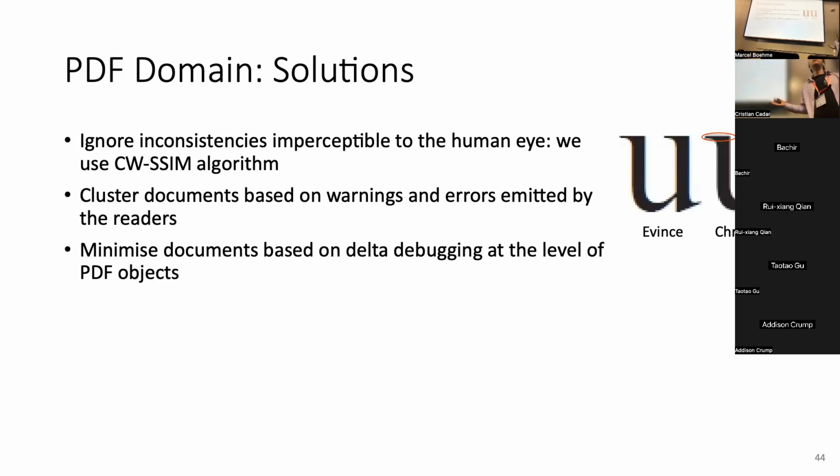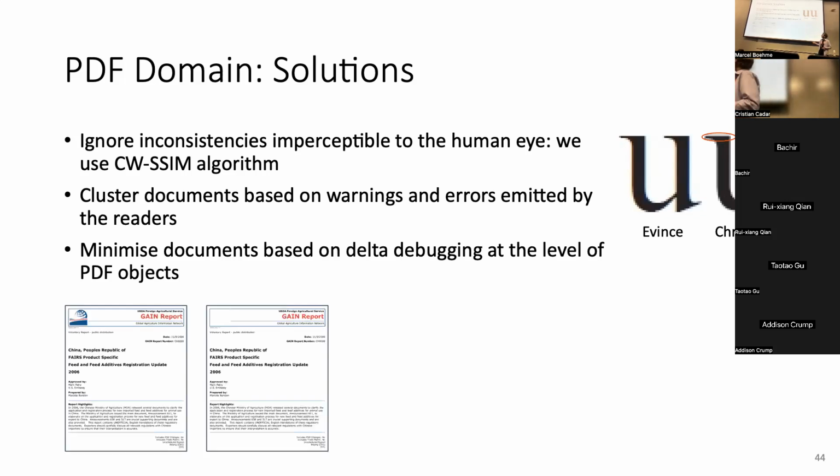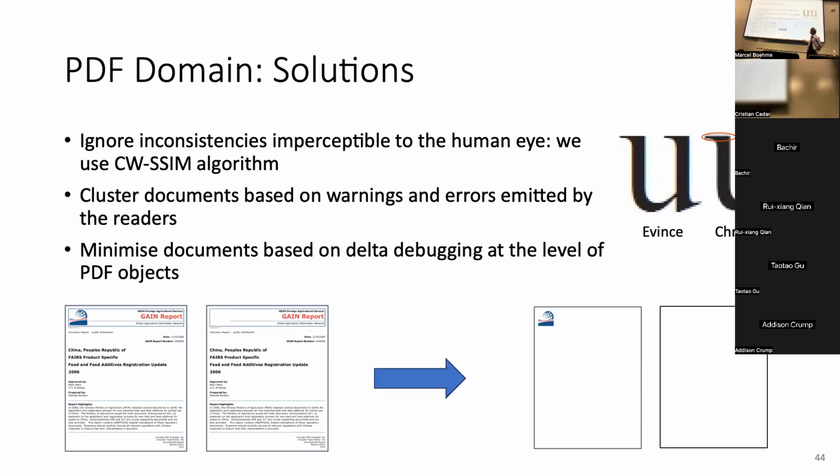And in terms of minimizing these documents, we applied formal delta debugging at the level of PDF objects, right? So the idea is that if this is your document, and I believe this is also about Firefox, but I'm not too sure, as you can see, this icon is not displayed. Here, the idea is to basically send the documents, ideally a PDF document with a single object, if possible, which is not displayed correctly.